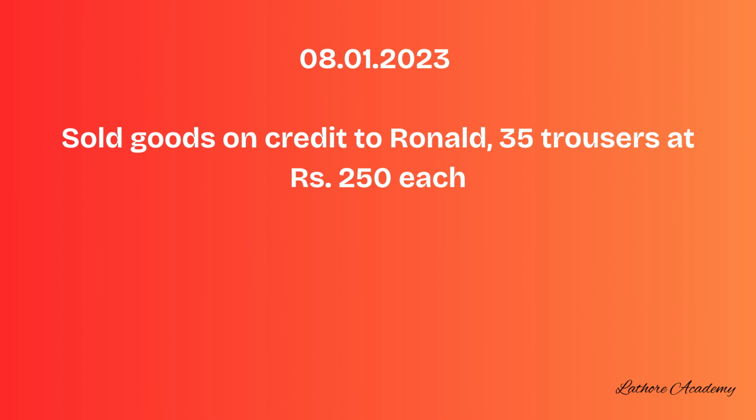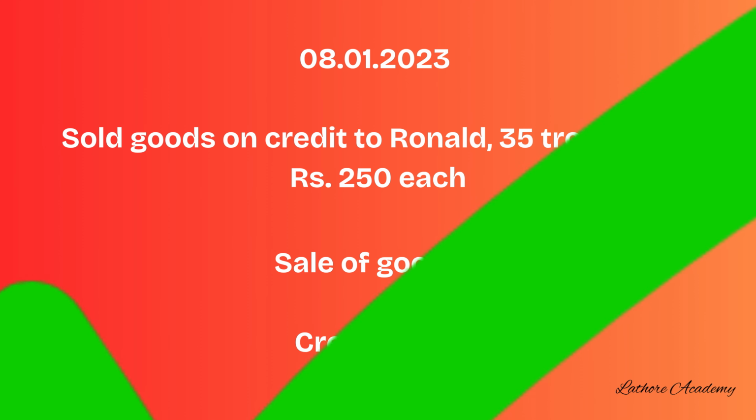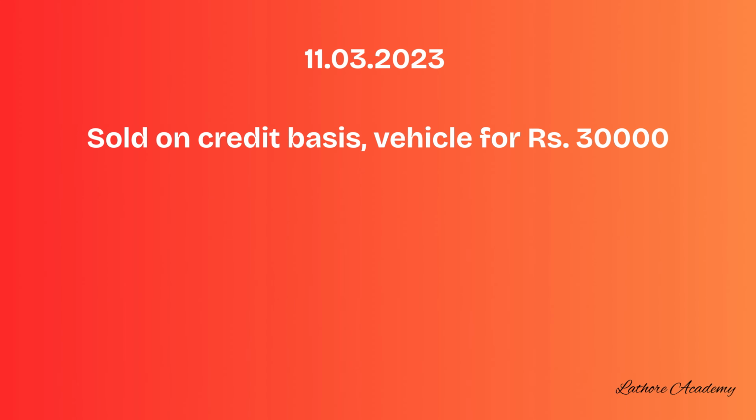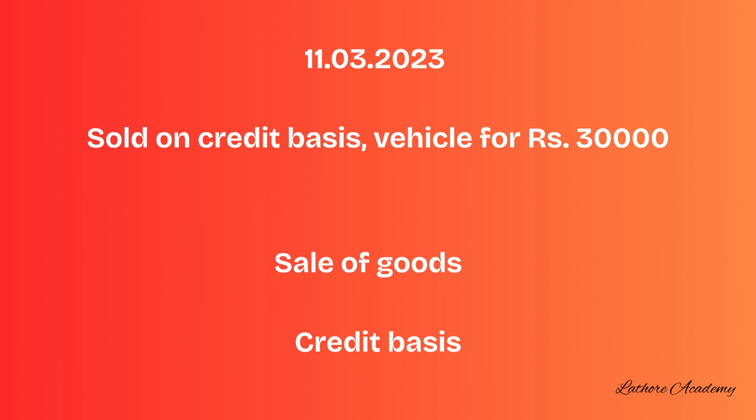Third one, on 8th January 2023, sold goods on credit to Ronald. So this will appear in the sales book, being the sale of goods on credit basis. And next transaction, 11th March, sold a vehicle on credit basis. Students, a vehicle is a fixed asset which will not appear in the sales book. This will be entered in the journal proper.